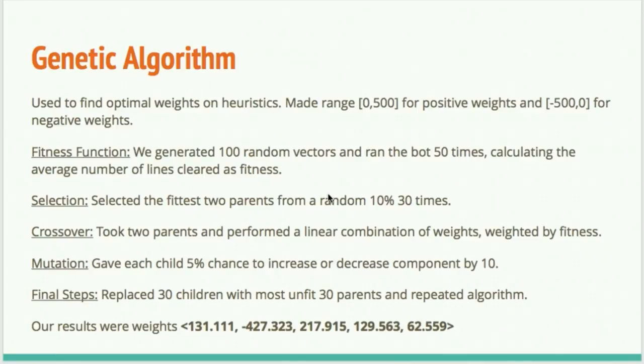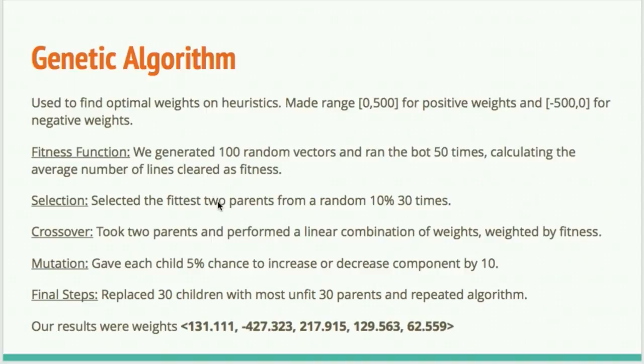We use the genetic algorithm to figure out the optimal weights for the heuristic function. We made the range 0 to 500 for the positive weights and negative 500 to 0 for the negative weights, which is for the lines cleared. For the fitness function, we generated 100 random weight vectors and ran the bot 50 times, calculating the average number of lines as the fitness for each random vector.